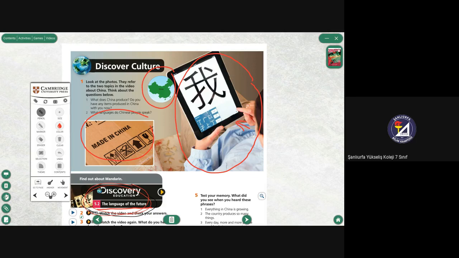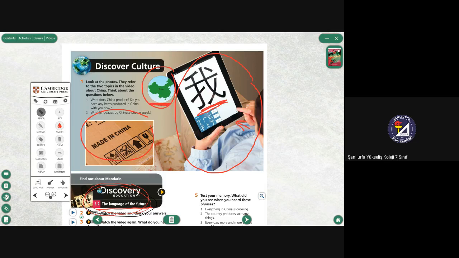Okay, what can you see in the picture? Try to speak. You are speaking now? Very good. So we can say, I can see a woman or someone. It seems like a woman. We can say, I can see a woman that is using a tab or tablet. And there is Chinese writing on the tablet. Okay. Let's look at the other picture.